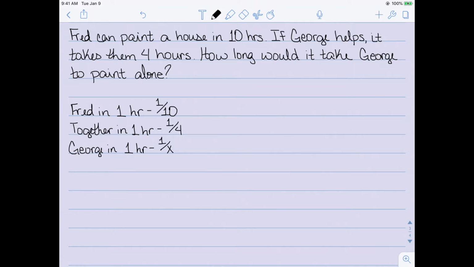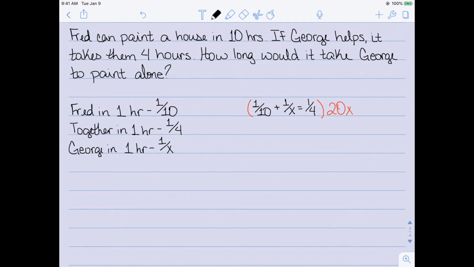We don't know how long it will take George alone, so that will be x. So in 1 hour he can do 1 over x. So in 1 hour, we should be able to take the amount done by Fred plus the amount done by George, and that should be equal to the amount that they've done together. So we have 1 over 10 plus 1 over x equal to 1 over 4. Once again, we want to multiply through by the least common denominator. In this case, the least common denominator is 20x.